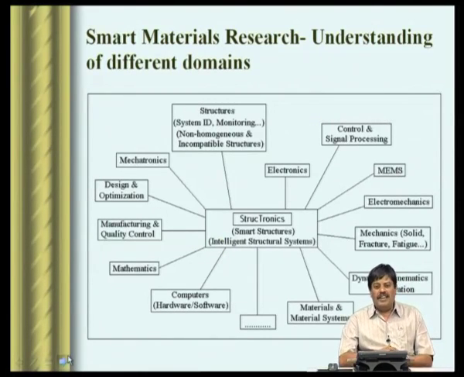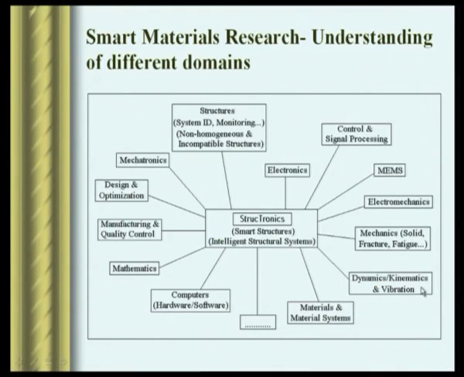So, this view graph basically tells what are the domains of knowledge one requires in order to understand the smart material systems. We require the understanding of mechanics and structures, the control and processing, MEMS, of course microsystem, the MEMS is an important aspect of it, electromechanics, then dynamics and vibrations, materials and material systems, computer hardware and software, mathematics, manufacturing and quality control, design optimization, mechatronics. All these things put together requires a broad area of understanding of science and engineering.